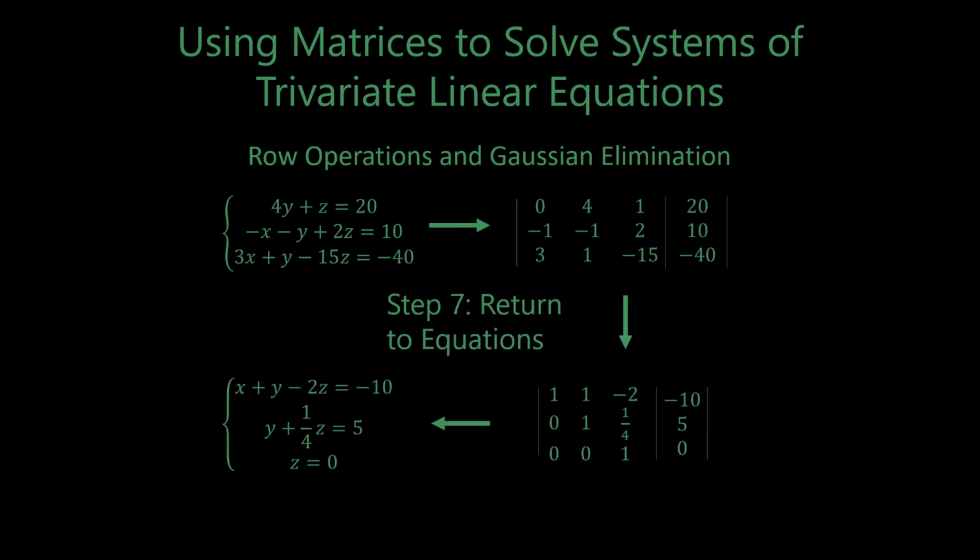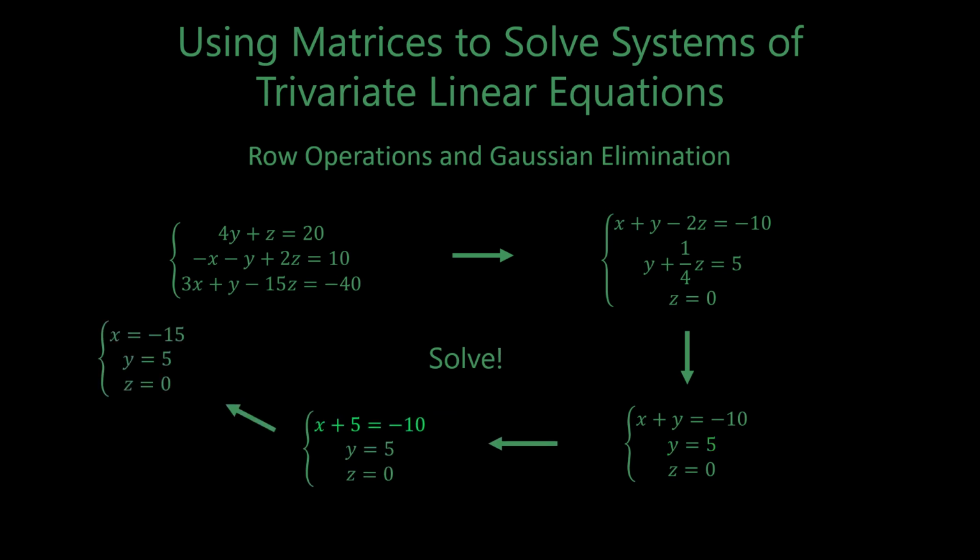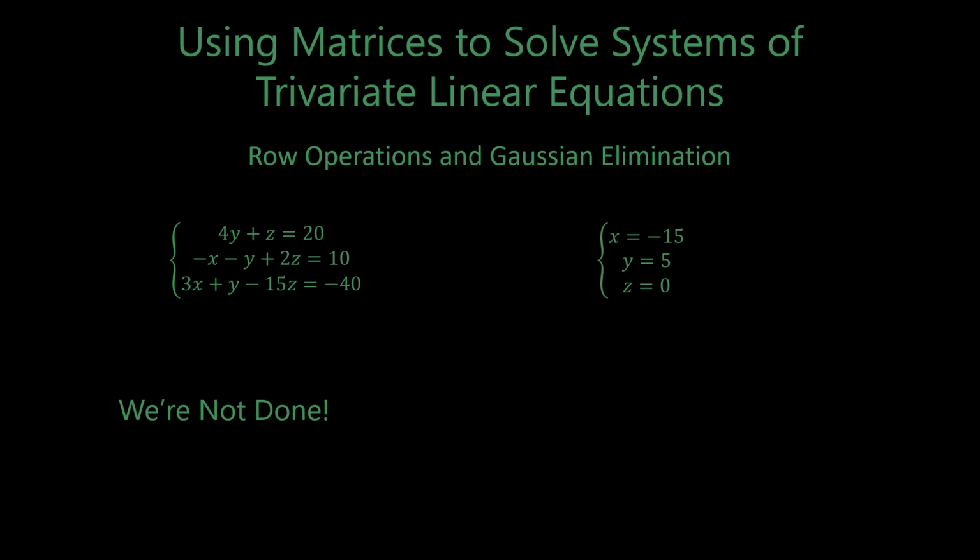We need to return this back to our system of equations, and then we're going to solve them. Gaussian elimination has already shown us that z equals 0, so we can actually remove z from the system. So we have y equals 5, x plus 5 equals -10, so x is -15. But we're not done! We need to plug these answers into our original system of equations and make sure they are correct. And lo and behold, they are. And so we have our solution set: x is -15, y is 5, and z is 0.